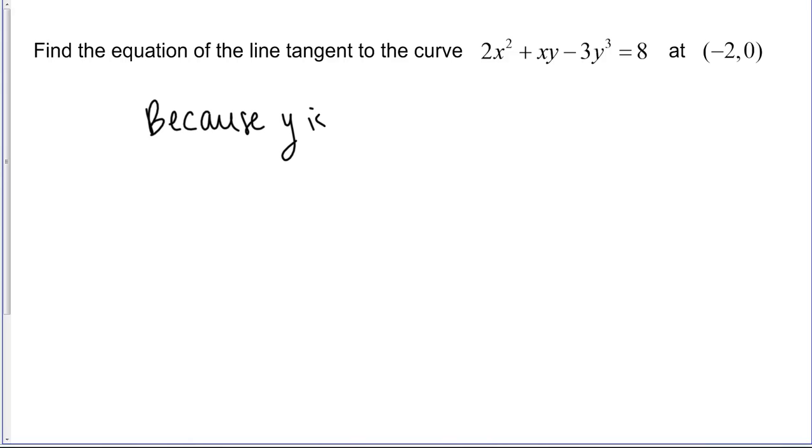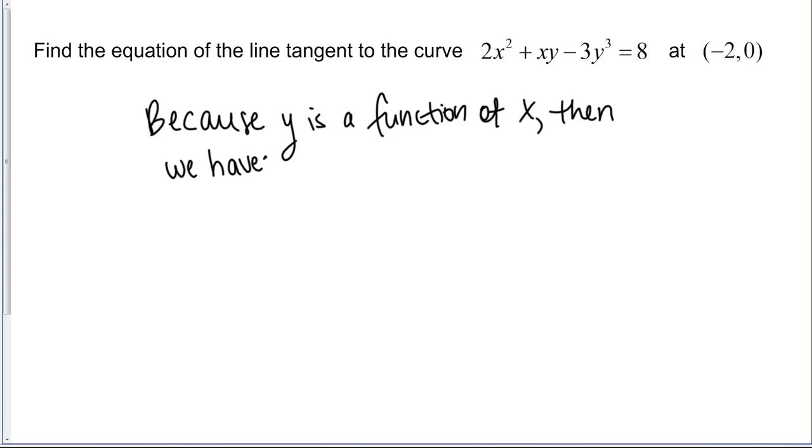Because y is a function of x, so this is an implicit relationship, but we're still thinking of y as a function of x, then we have two facts. One you already know. The derivative with respect to x of x just equals 1. That's the same as it's always been. But what about the derivative with respect to x of y?